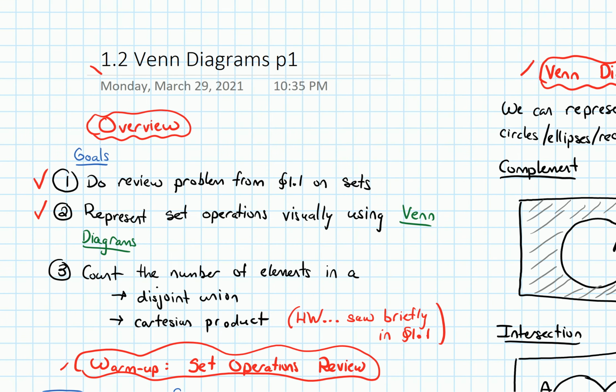So in terms of our goals for the section, we finished our last goal, which is talking about how to count the number of elements in a disjoint union of sets. Counting the number of elements in a Cartesian product, we actually won't talk about in the lecture videos, like I mentioned in our overview, because we saw this briefly in section 1.1. So you're actually ready to tackle these already on the homework.